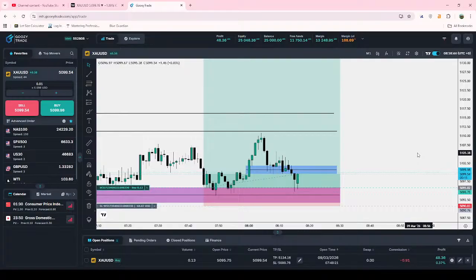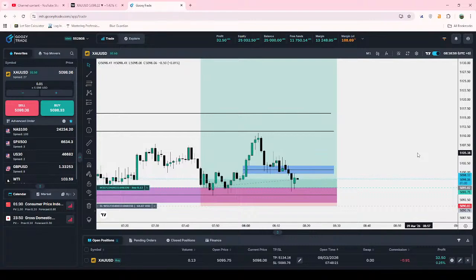The volatility is coming from New York, pre-New York, ex-London session. We will take trades in the New York kill zone, that is 7 to 10 p.m.